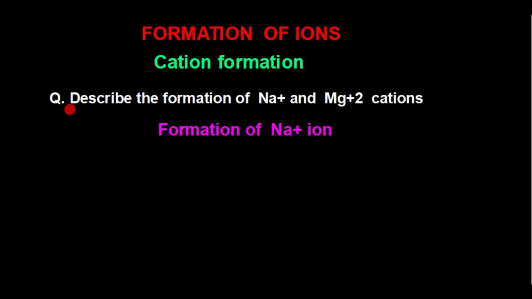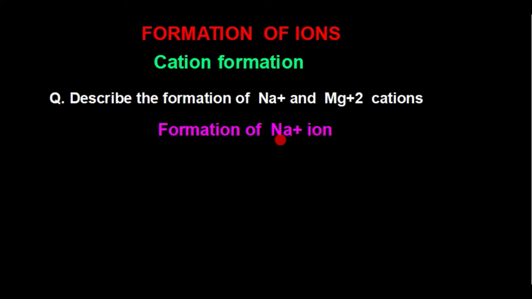Here we see the first question which is given. Describe the formation of sodium and magnesium cations. Sodium with plus 1 charge is known as sodium cation. Magnesium with plus 2 charge is known as magnesium cation. First of all, we will see the formation of sodium ion. How is sodium ion formed?